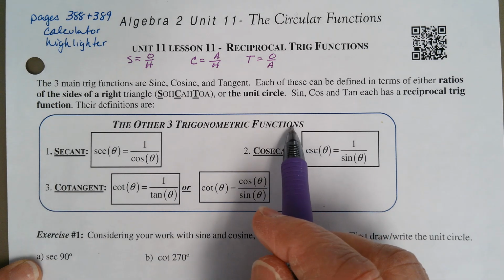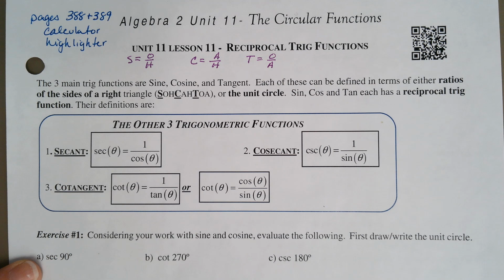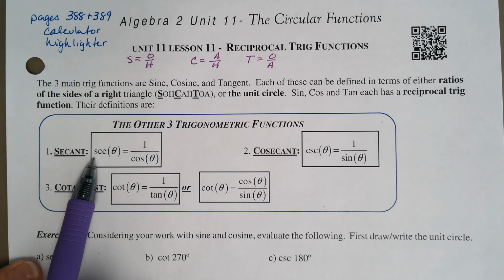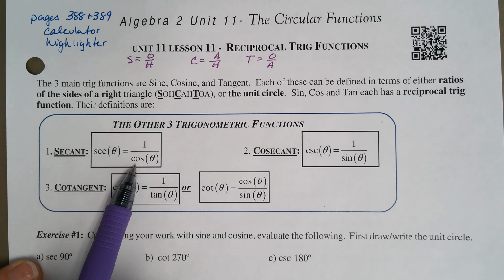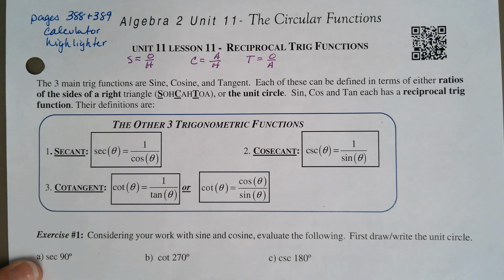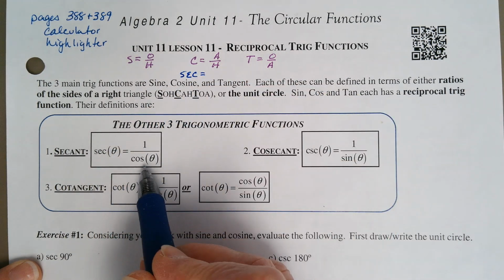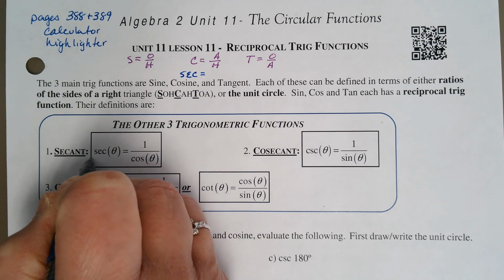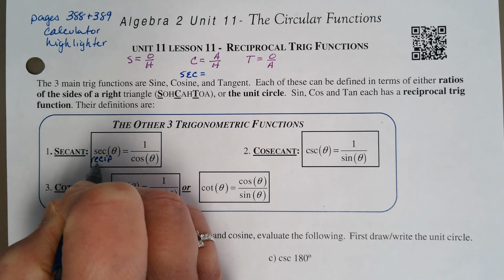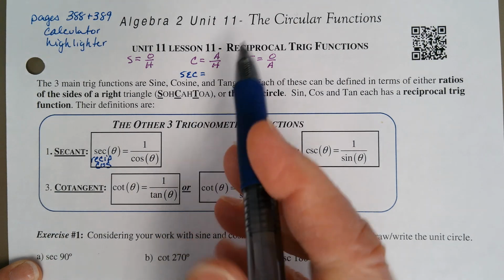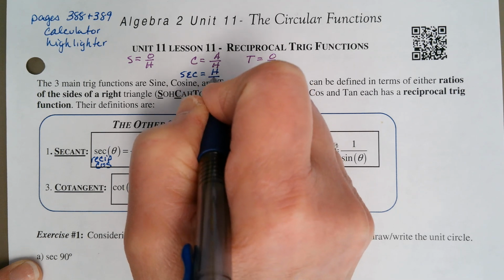All three each have a reciprocal trig function. These definitions are as follows. Secant, abbreviated SEC, is equivalent to the reciprocal of cosine. So if cosine is adjacent over hypotenuse, secant would be hypotenuse over adjacent.